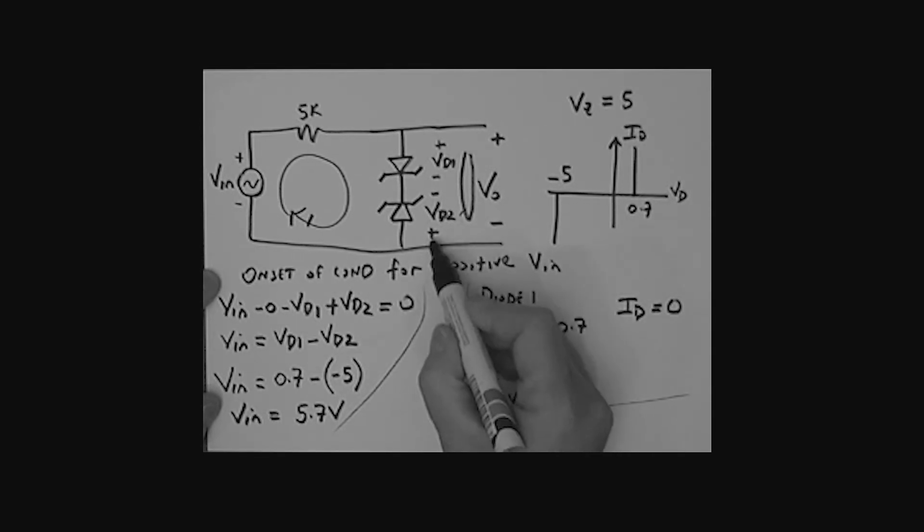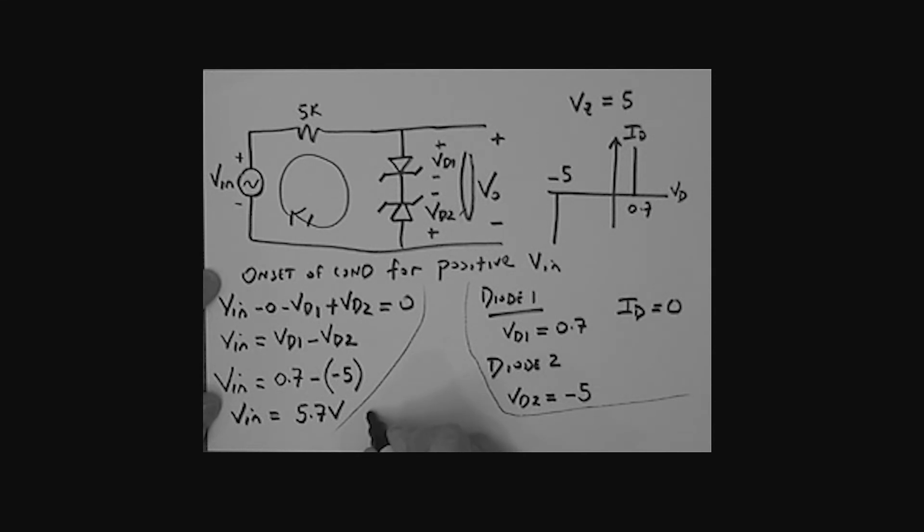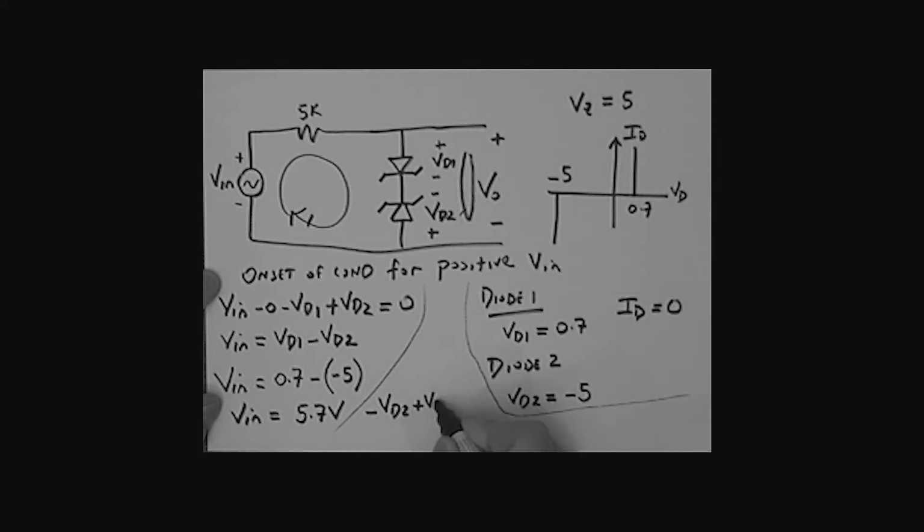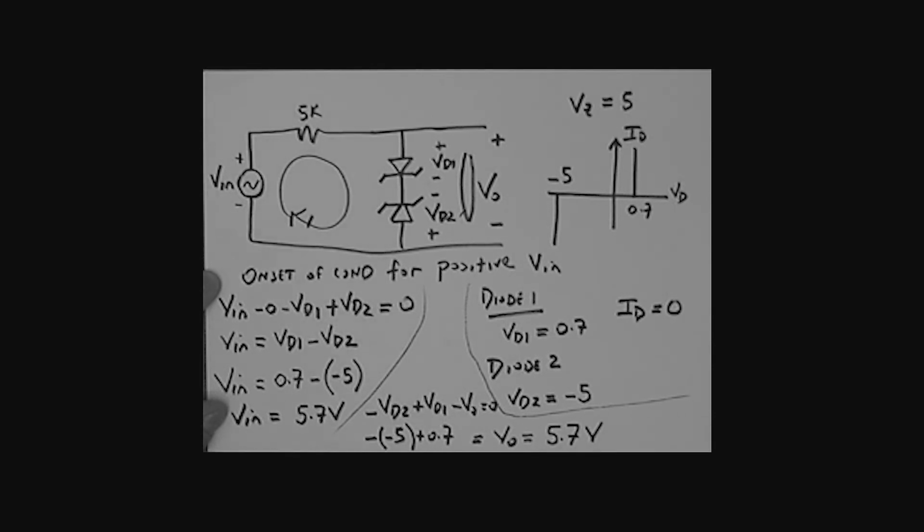So if I go around the loop, let's say again, what do I have? A plus to a minus, it means I've got a minus, so that's a minus, if you like, VD2. And then what have I got here? A minus to a plus, that is a plus VD1. And then from a plus to a minus, that's a minus VO, and all of that is equal to 0. So if I took the VO to the other side, which is easy enough, that is equal to, what have I got? A VD2 with a minus, so let me put in the value of VD2, there it is, a minus 5, and then I've got a plus VD1, which is 0.7. So that's going to give me a V out of 5.7 volts. So that is my onset of conduction for V in going positive.